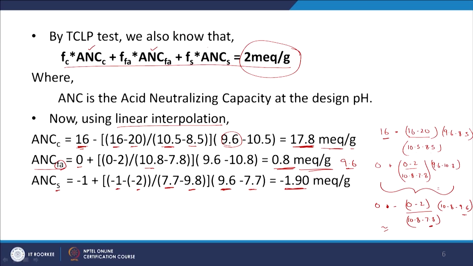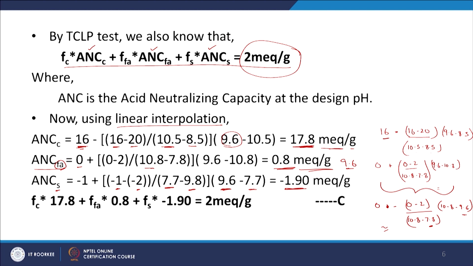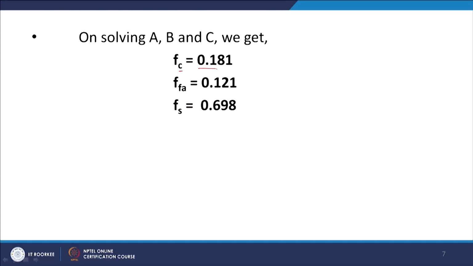Now, I can plug in the relevant acid neutralizing capacities for these individual mixtures, and then I can solve for this particular setup. Solving for that, the amount of cement content is 0.18, fly ash is 0.12, and sludge is 0.698, right. Obviously cement by fly ash, I think we mentioned it had to be 1.5, and that is what you see here, 0.181 by 0.121. So, that should be in the ratio of 3:2, right. Divide by 6 and so on, and you can get there.